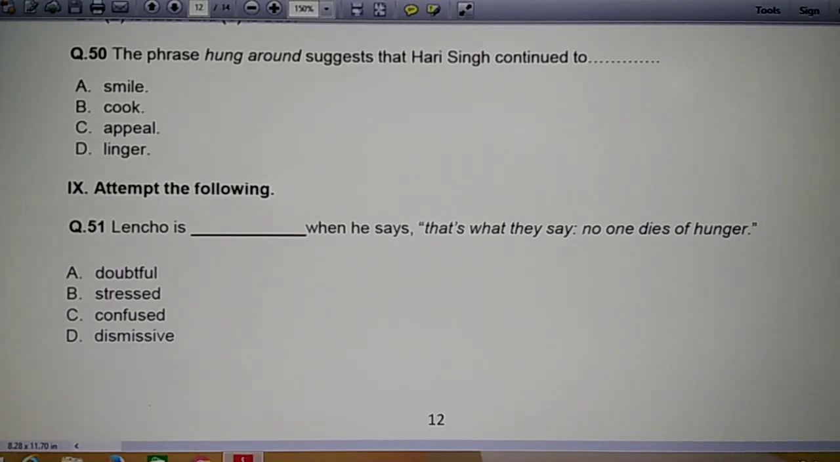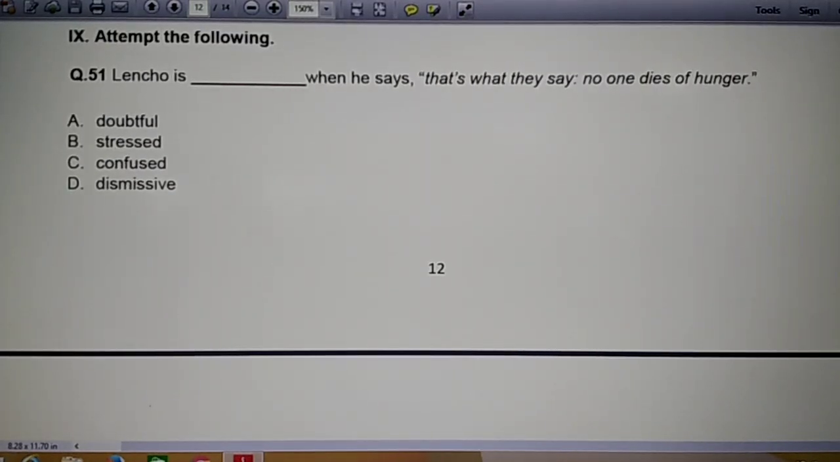Attempt the following questions. These are standalone questions. Lancho is dismissive when he says, that's what they say, no one dies of hunger. So the right option for that will be dismissive, option D.